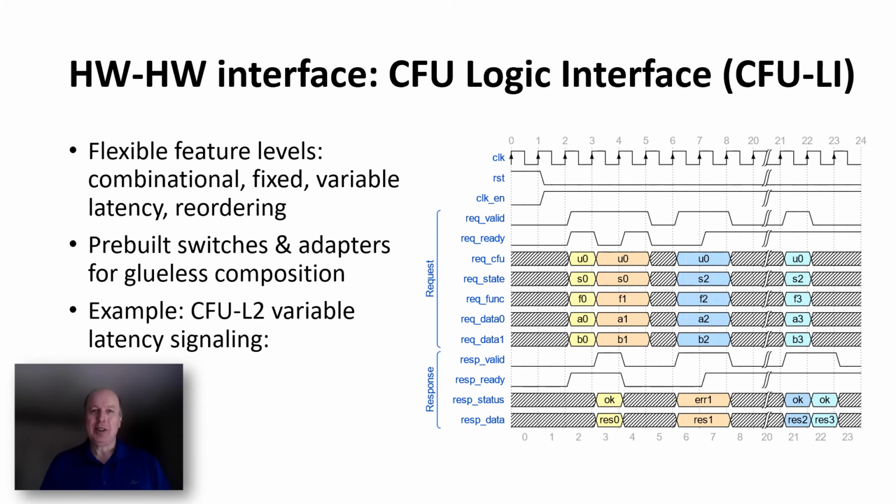Finally, the draft specification also proposes a hardware-hardware interop interface called the CFU logic interface that allows automatic composition of compliant CPUs and CFUs. It accommodates different levels of sophistication of the CPUs and CFUs. The CFU LI provides bindings for combinational, pipelined fixed latency, variable latency, and response reordering CFUs. It also includes pre-built switch and adapter CFUs to power glueless composition. At the right, we have an example of a CFU Level 2 pipelined variable latency signaling with request and response packets and their valid-ready handshakes.